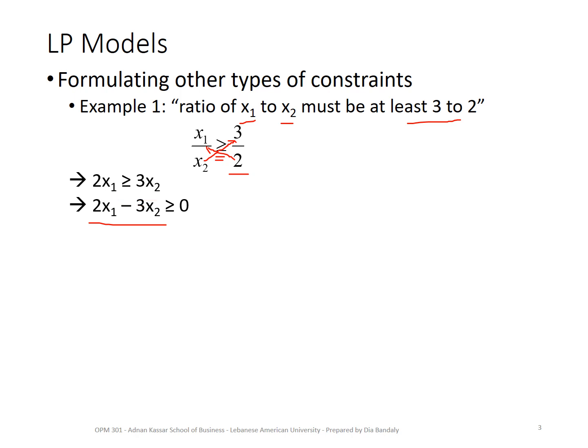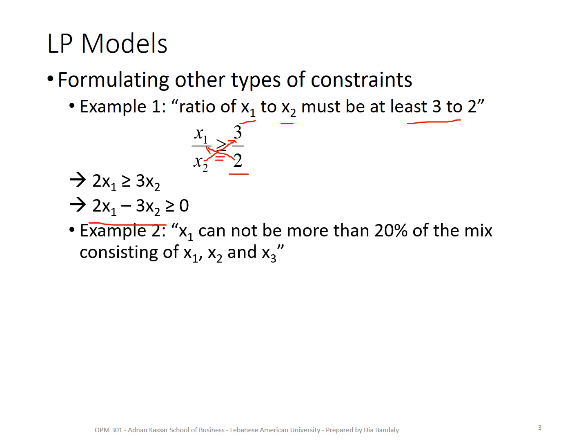Now let's take another example where it's also not very straightforward for us. This is a very generic example, because you see it in most product mix problems, where a company has so many products and wants to decide on the best mix: how many of this, how many of that, because they have shared resources for all of these. So if you are given that x1 cannot be more than 20% of the mix, and the mix consists of x1, x2, and x3, let's see the direct translation of that mathematically.